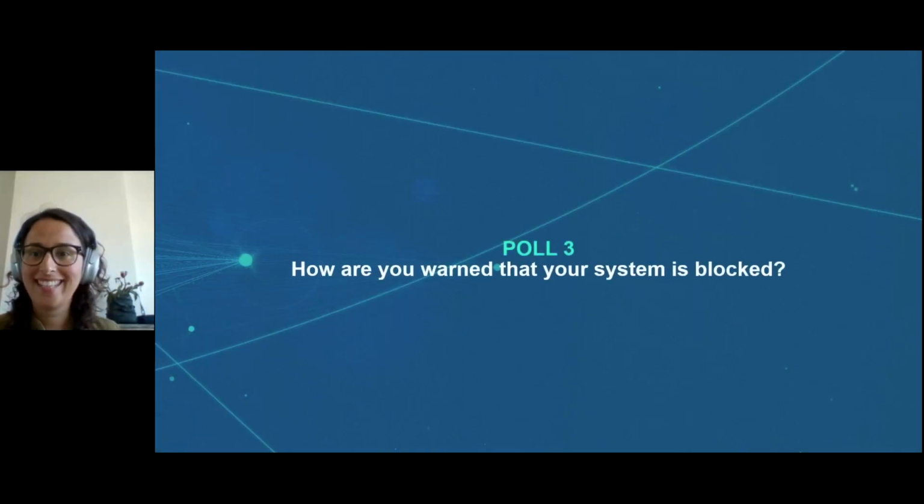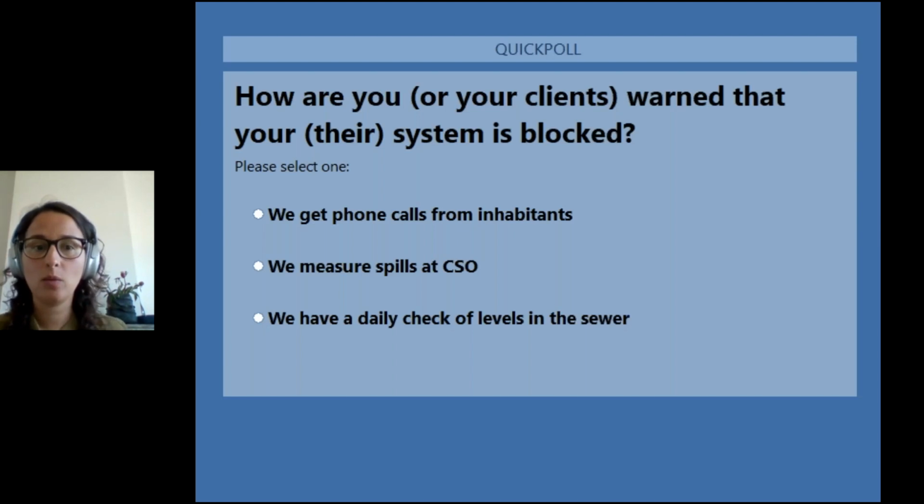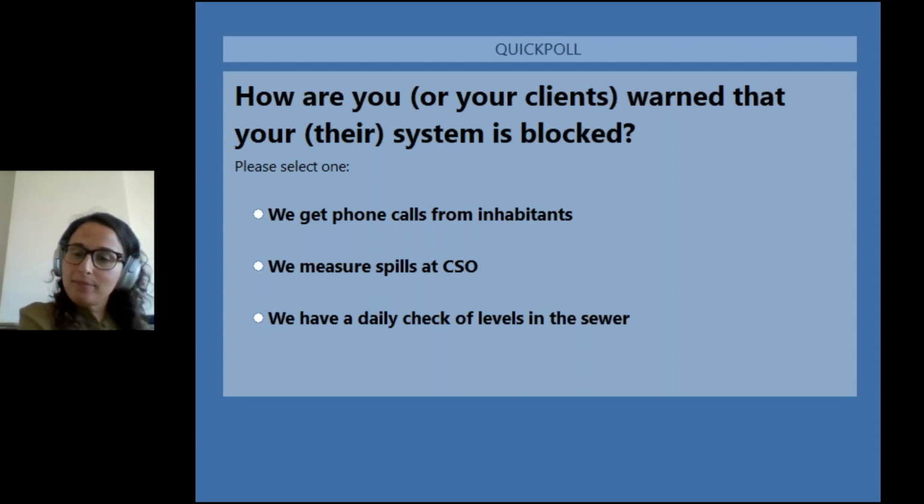Maha? Yes, thanks, Tom. So our final poll question. How are you or your clients warned that your or their system is blocked? Again, you can only select one answer. The first one is we get phone calls from inhabitants. Second one, we measure spills at CSO. And the third one, we have a daily check of levels in the sewer. And again, one minute for you to vote. So take your time.